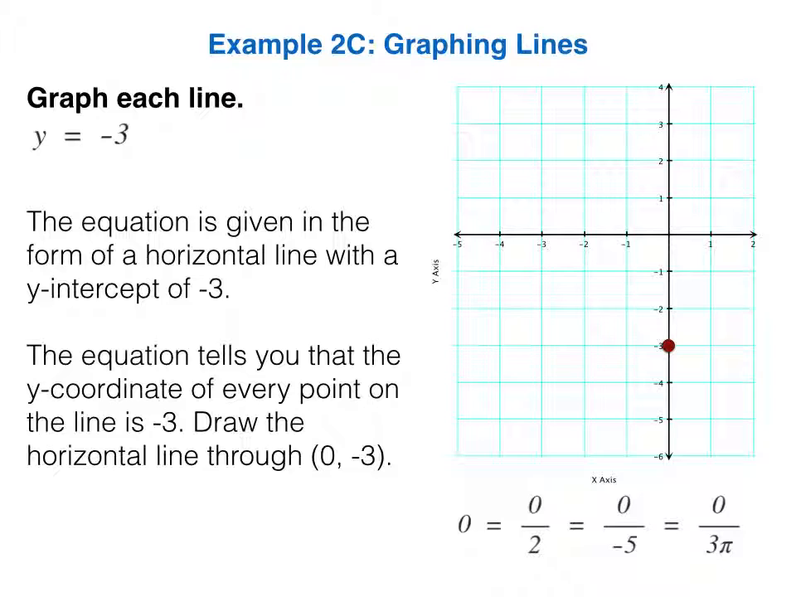So I'm going to choose negative 5. I'm going to run negative 5 to the left. There is no rise. The rise is 0. And now I can draw the line going through the ordered pairs. And this is why y equals negative 3 is a horizontal line.